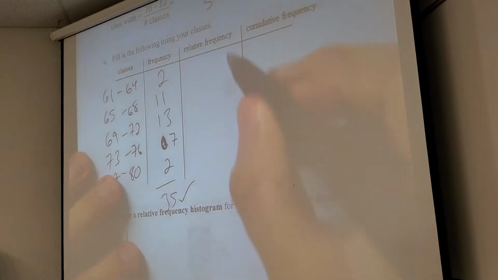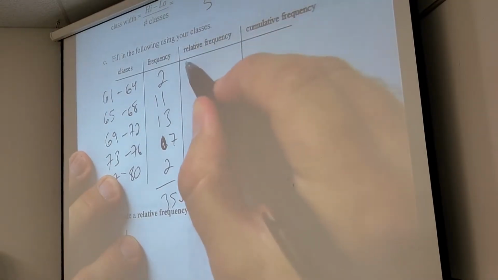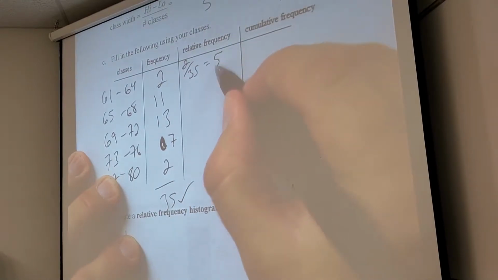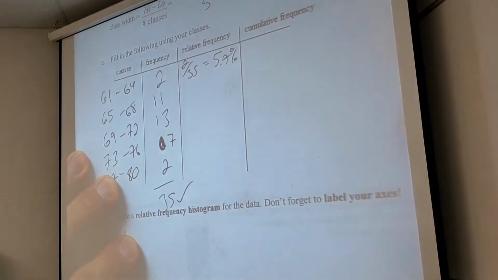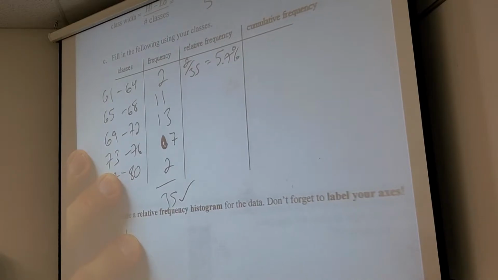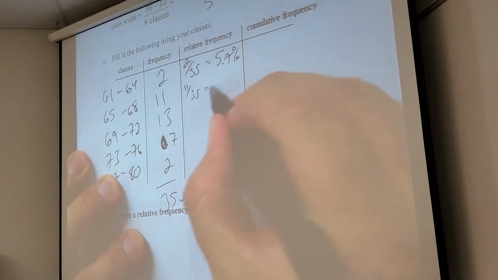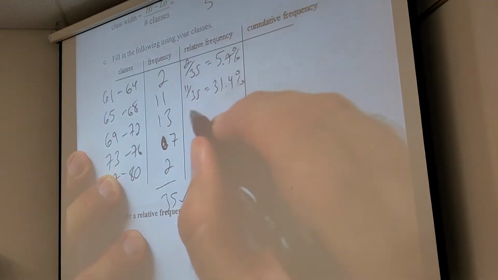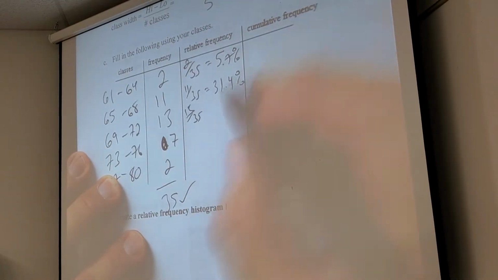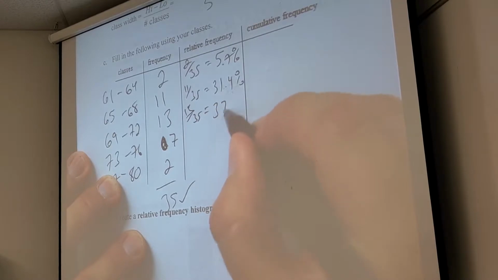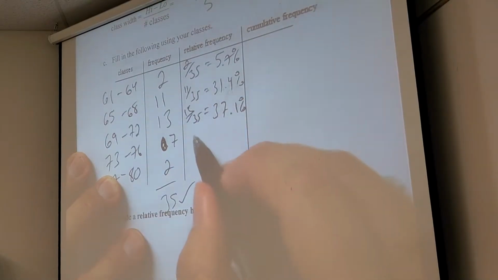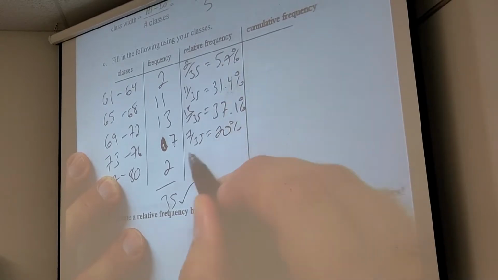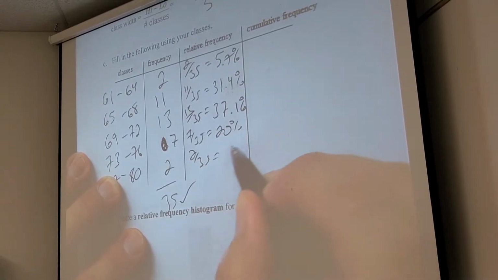Yes. How do I make this relative frequency? Yeah, 2 out of 35. What'd you guys give for that? 5.7. And 11 out of 35 gives you 31.4. 13 out of 35 gives you 37.1. 7 out of 35, that's an easy one. 20. And then 2 out of 35, if that sounds familiar.